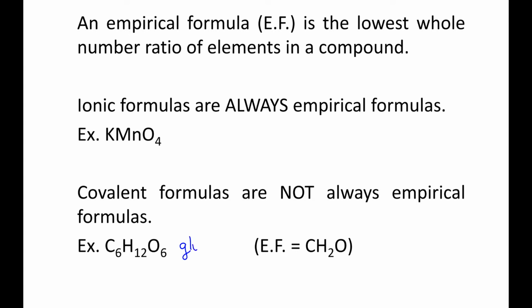So if you look at C6H12O6, which is glucose, it actually has an empirical formula of CH2O, because if you divide by 6 you get this. So this is actually what's called the molecular formula. Your molecular formula tells you the exact ratio of elements in a compound, whereas the empirical formula is the lowest whole number ratio of elements in a compound. So we'll get to molecular formula tomorrow, but tonight it's the empirical formula.